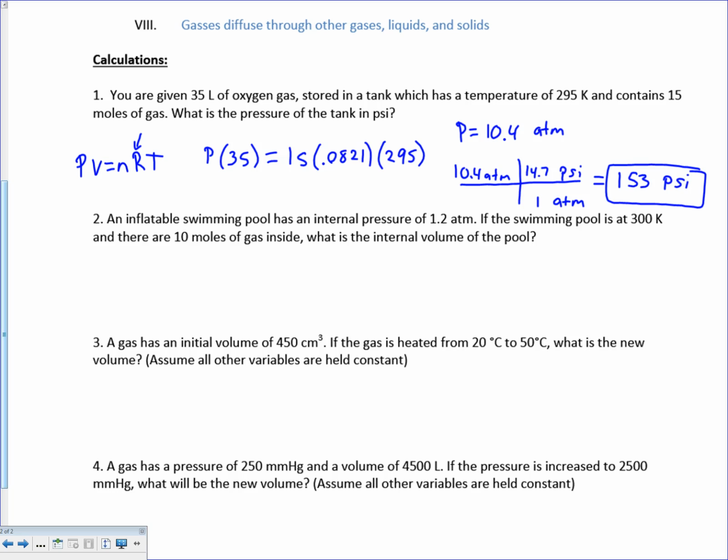Question number 2, this is another PV equals nRT equation. So we're just plugging things in. In this case, we're looking for volume. Pressure is 1.2. Volume is what we're trying to find. Number of moles, 10. R is going to be 0.0821. Temperature is going to be 300. And so go through, calculate all of that. You get V equals 205 liters.